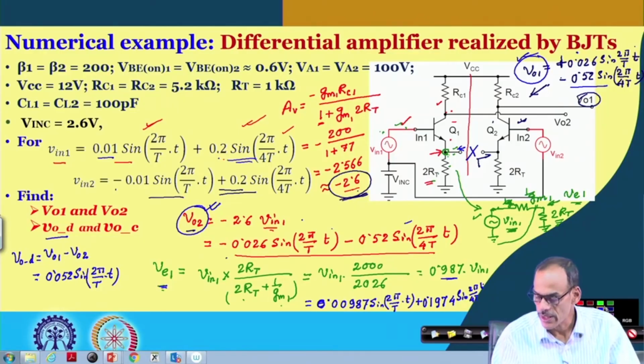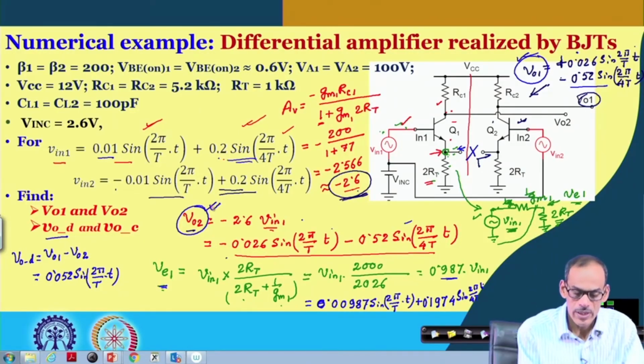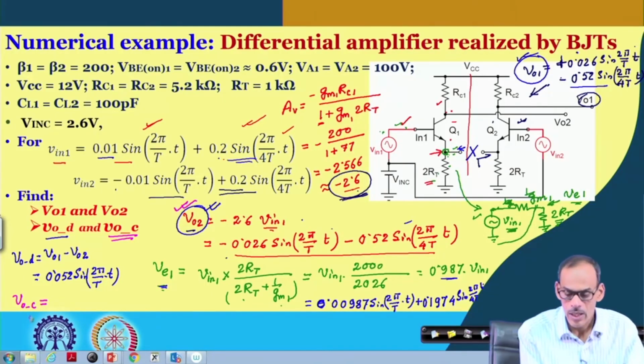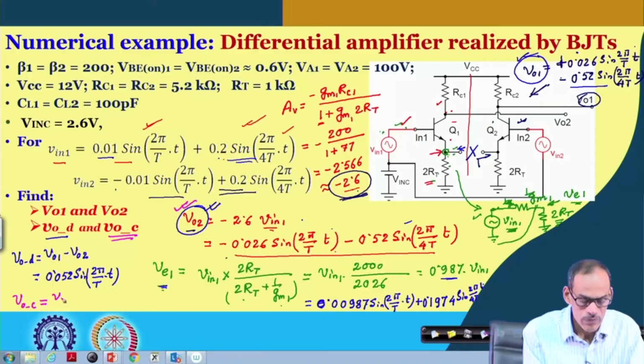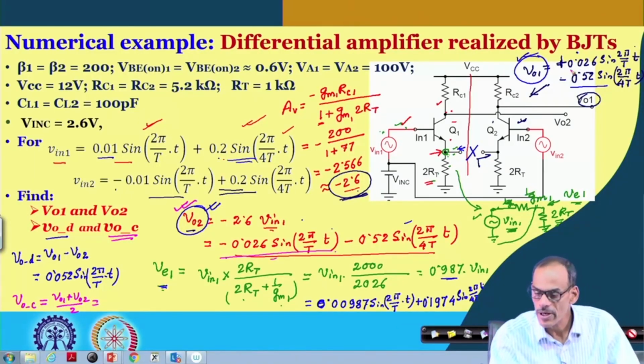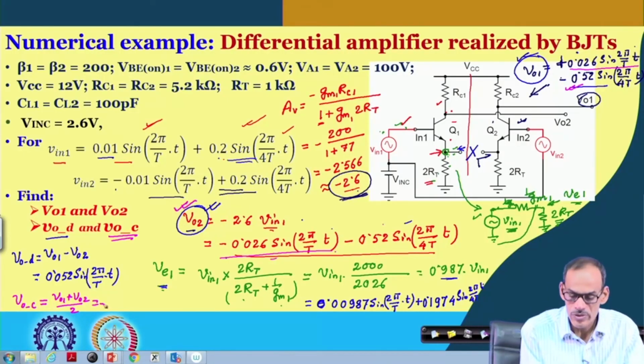On the other hand, if I take the average of the two signals, this signal and this signal, that gives us the output common mode. So, if I take the average of VO1 and VO2, in that case this part and this part get cancelled, leaving behind this part and this part. So, that is equal to minus 0.52 sine 2 pi by 4 t into small t.